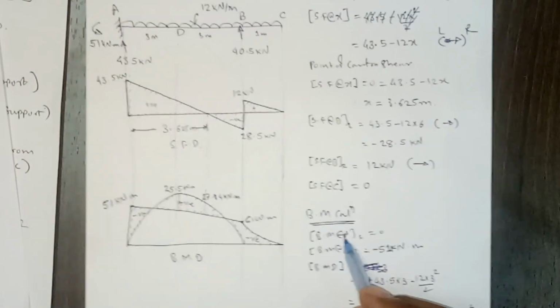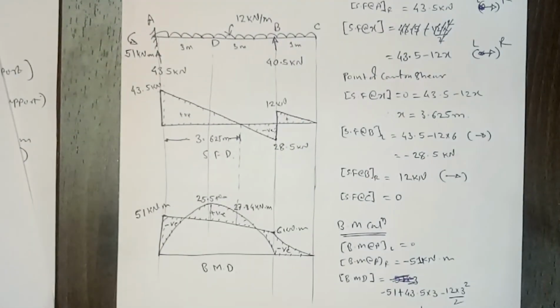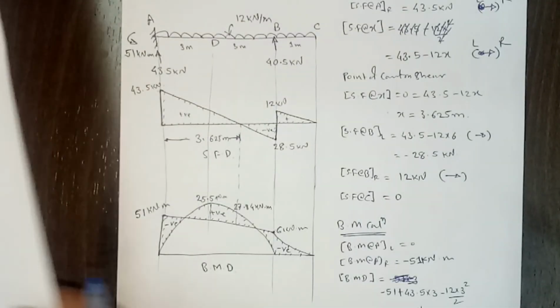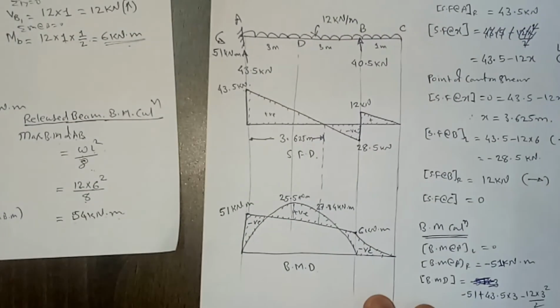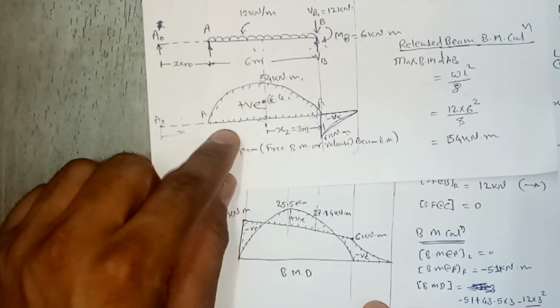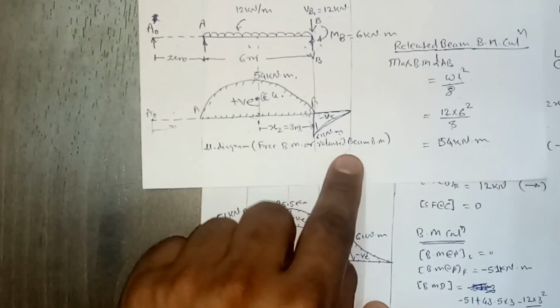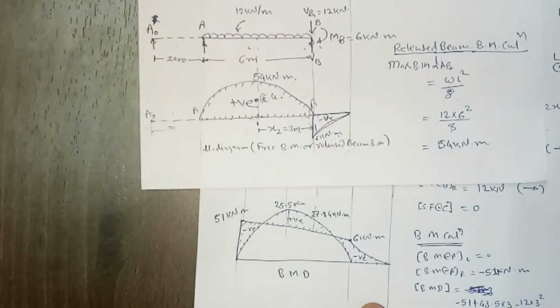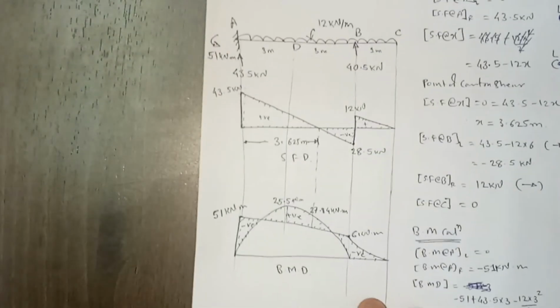Now bending moment diagram. Since we don't need to calculate the bending moment diagram as such, we already have the Mu and Mu dash diagram, or you simply superimpose this diagram. This is also called a Mu diagram, right? That we already discussed. Mu diagram, free bending moment diagram, or released beam bending moment diagram, right? On this we have to superimpose all positive and negative moments.